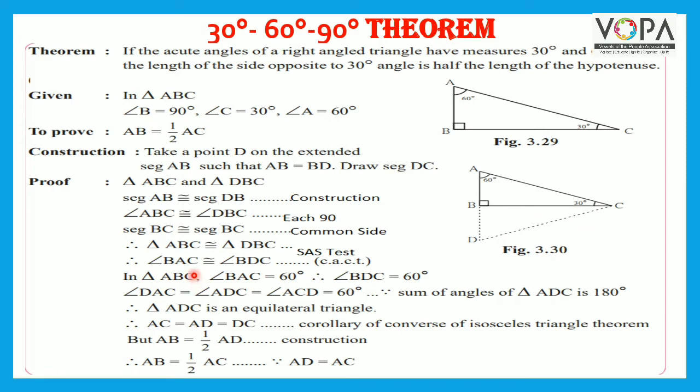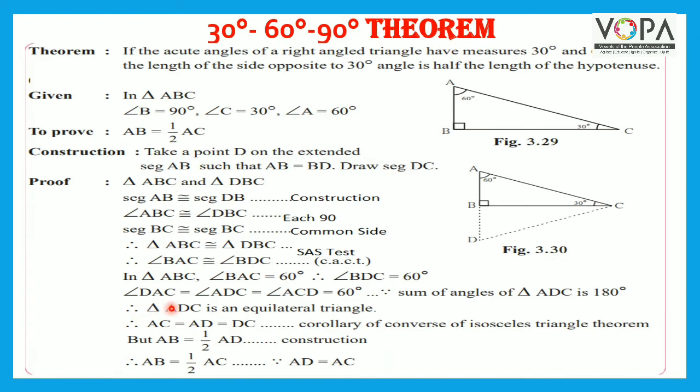Therefore, angle BAC congruent to angle BDC, which is a corresponding angles of congruent triangles. Now in triangle ABC, angle BAC is equal to 60 degree. Therefore, angle BDC is equal to 60 degree.